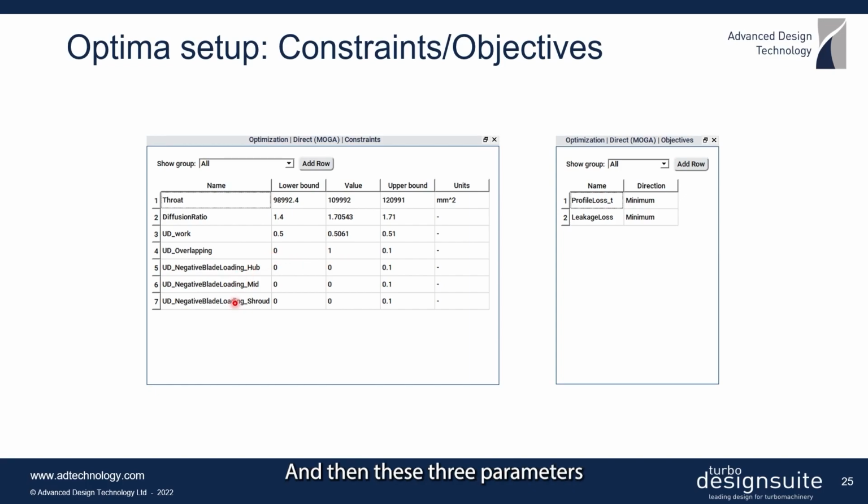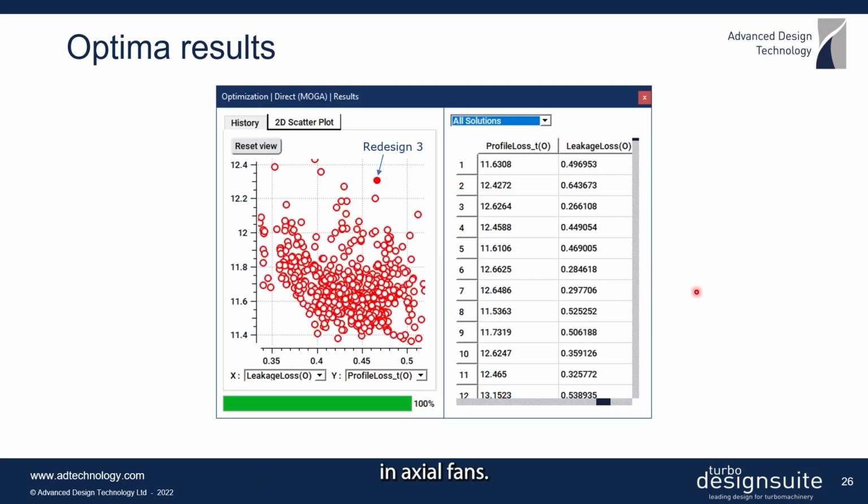And then these 3 parameters are actually used to avoid negative blade loading at the hub, midspan and the shroud respectively. And finally, for the optimization objectives, we want to minimize the total profile loss and the tip leakage loss, because as we saw earlier, they are the dominant loss mechanisms in axial fans.